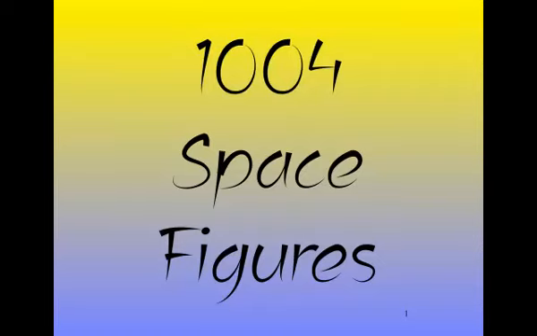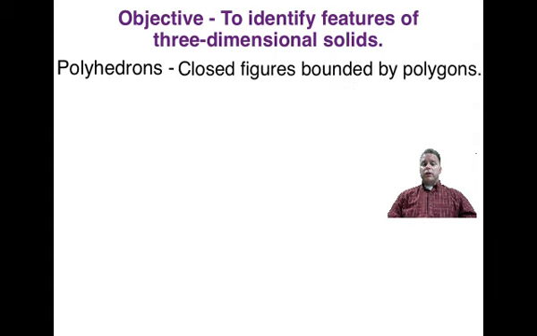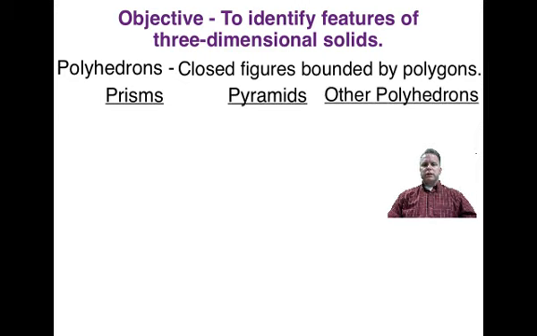10-4 Space Figures. Our objective today is to identify features of three-dimensional solids. First ones we're going to talk about are polyhedrons, and they're closed figures bounded by polygons. Some examples would be prisms, pyramids, and other polyhedrons.